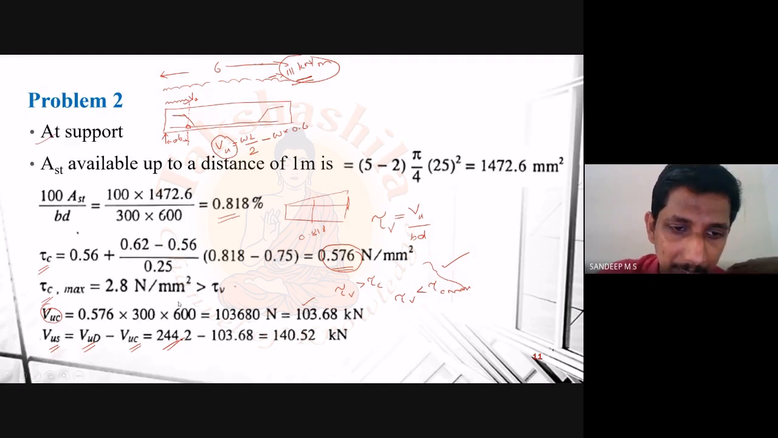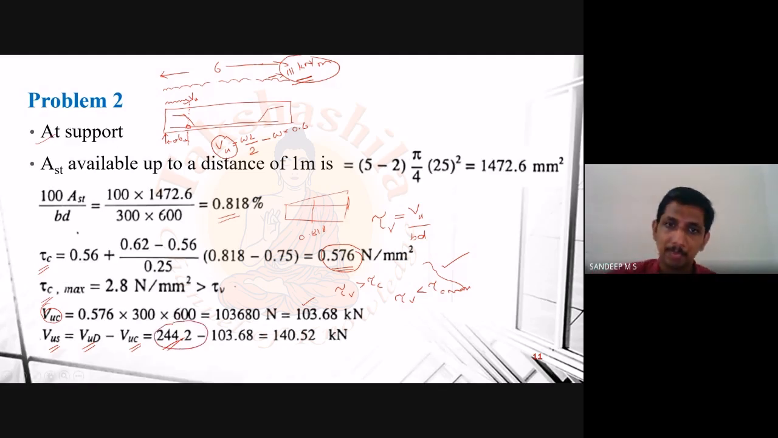In this particular case, they have obtained it as 244.2. That is the total shear force that is coming over this section, and we have to ensure that this shear can be easily carried by this beam with the help of the concrete section as well as the external stirrups. Is that clear now? Up to this?